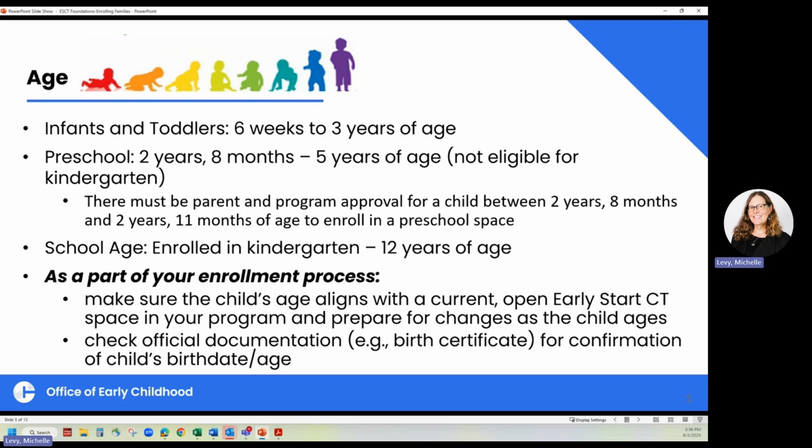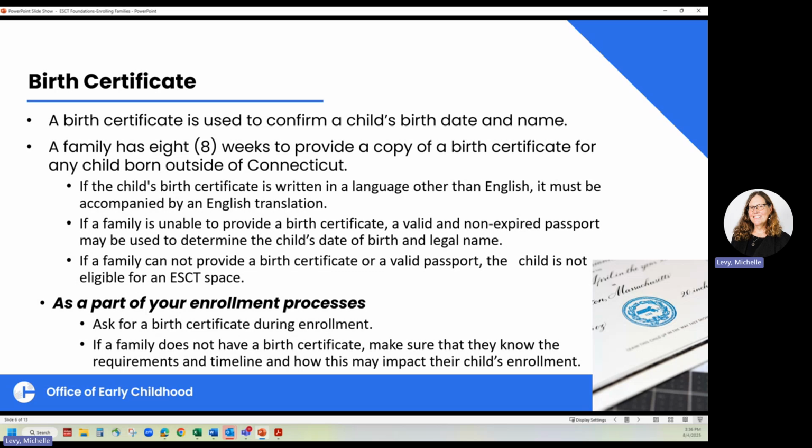You will need official documentation of their age to confirm their eligibility. A birth certificate is required to both confirm the birth date and the child's name. A family has 8 weeks to provide a copy of a birth certificate for any child who is born outside of Connecticut. If the birth certificate is written in a language other than English, it should be accompanied by an English translation. If a family is unable to provide a birth certificate, a valid, non-expired passport may be used to confirm the child's legal name and birth date.